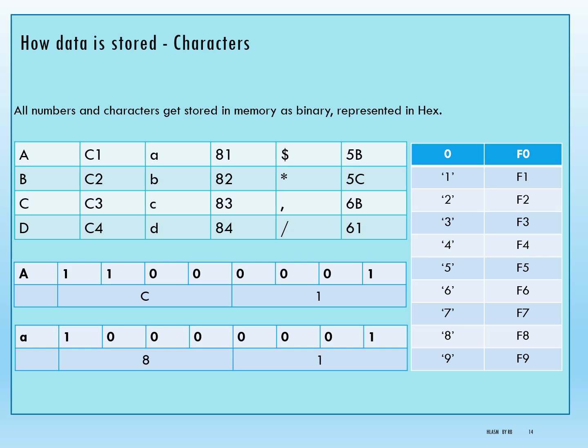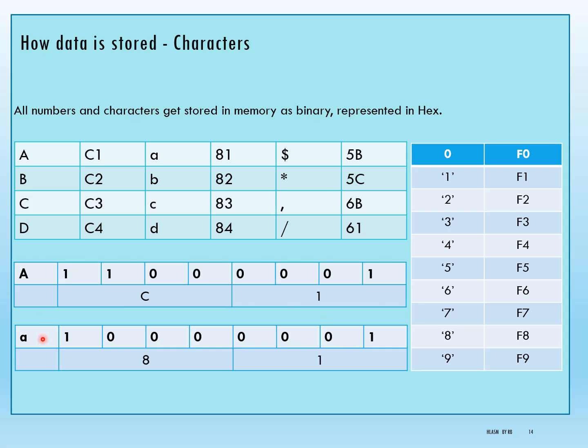When you say capital A, I am saying C1, right? That is for our notation purpose. But internally, how does it get stored? It gets stored as 1100 0001. Similarly, when you say small a, it gets stored as 1000, which is nothing but 8, and 0001.